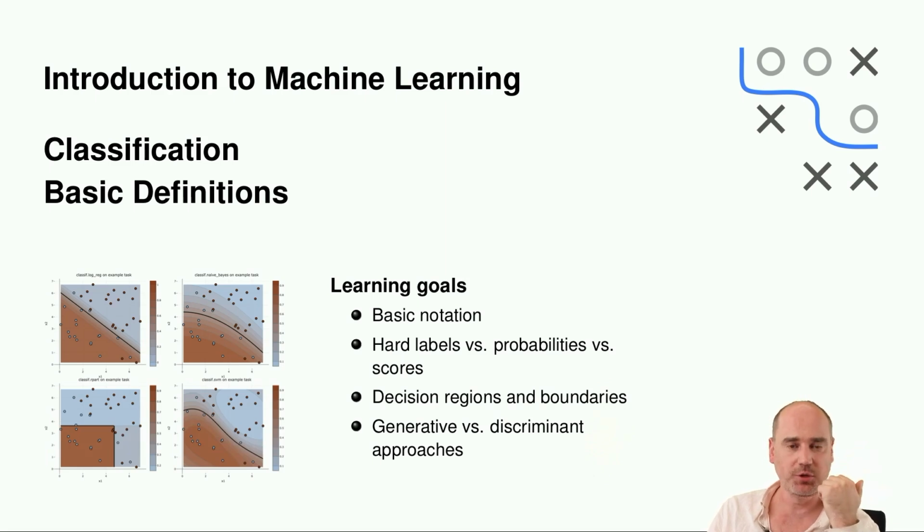I'm going to define what a decision region means for a classifier and what a decision boundary is. And at the end, or at least briefly and roughly, introduce two template procedures for mainly constructing probabilistic classifiers, so the generative approach and the discriminant approach.